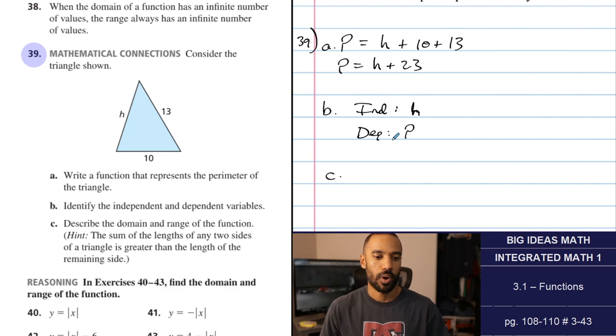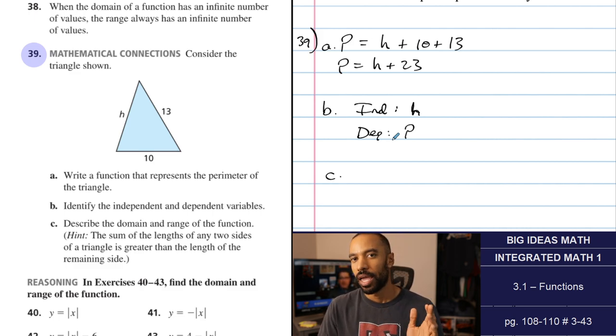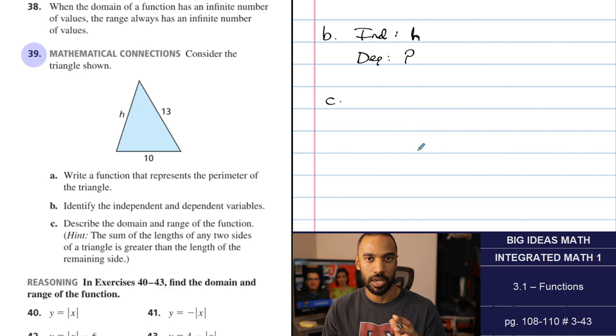Part C says, describe the domain and range of the function. Hint: the sum, we did this once before. The sum of the lengths of any two sides of a triangle is greater than the length of the remaining side. Now, h can either be the smallest of the sides with 10, or it can be the longest side beyond 10 and 13.